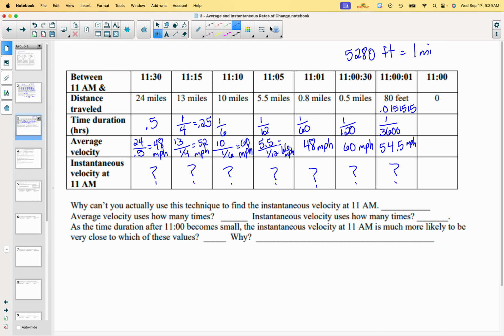But at 11 o'clock, the time between 11 o'clock and 11 o'clock obviously is 0. So you haven't gone any distance. You also haven't gone any time. So I can't divide 0 by 0 because it's undefined. So then I have to decide, well, what if I wanted a good guess for 11 o'clock? So we can't actually use this technique to find the instantaneous velocity because we can't divide by 0.